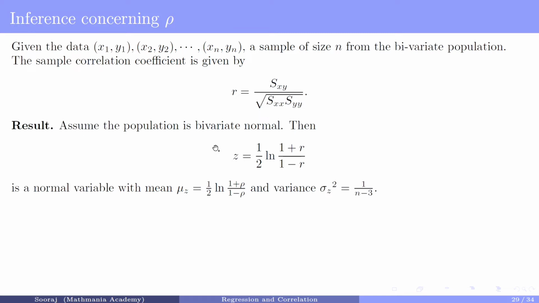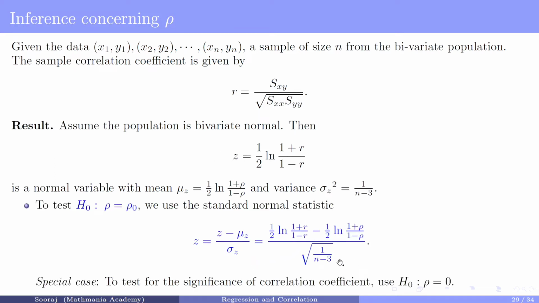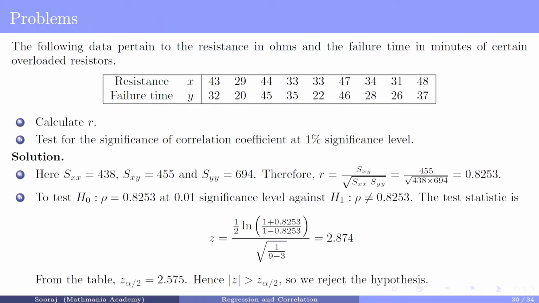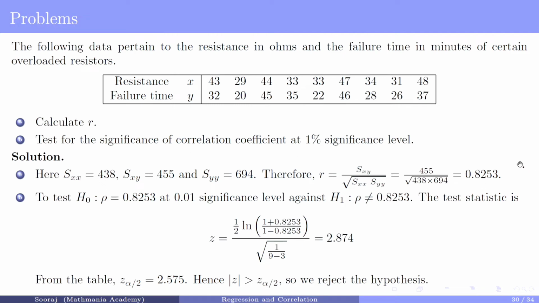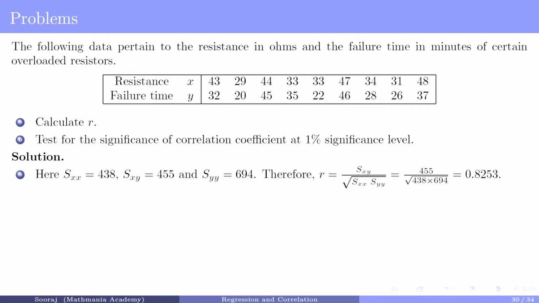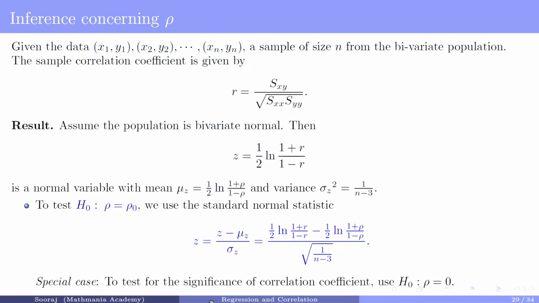For testing, we substitute all these values into this. Here, we are about to test for the significance of the correlation coefficient. We have found r to be equal to some value, and we test whether it is significant against the hypothesis that it is not. So we substitute the values and test for the significance of the correlation coefficient.